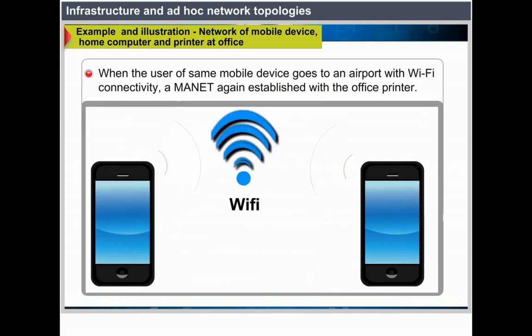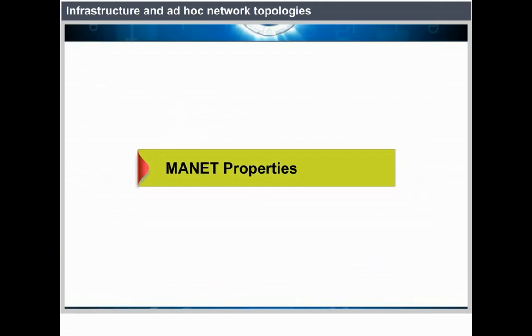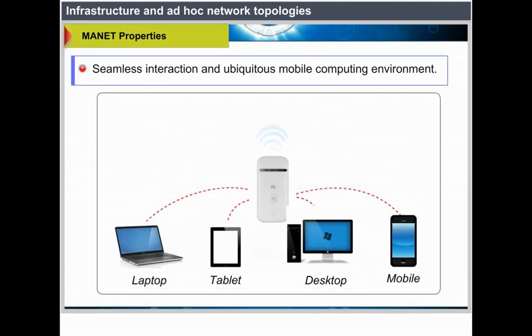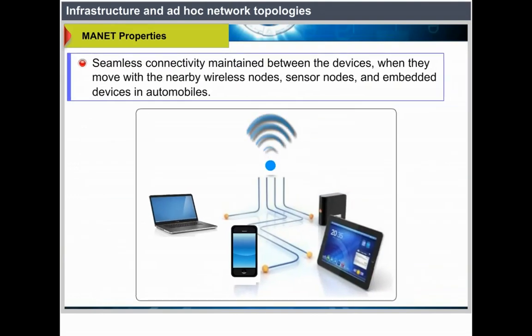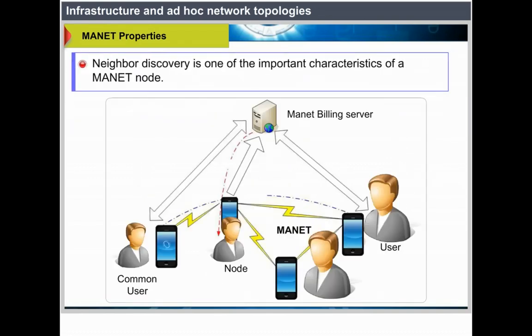When the user of the same mobile device goes to an airport with Wi-Fi connectivity, a MANET is again established with the office printer. MANET properties. Seamless interaction and ubiquitous mobile computing environment. Seamless connectivity maintained between the devices when they move with the nearby wireless nodes, sensor nodes and embedded devices in automobiles. Neighbor discovery, one of the important characteristics of a MANET node.